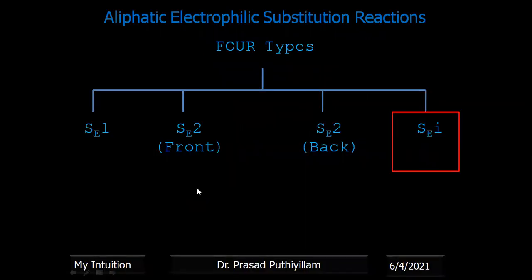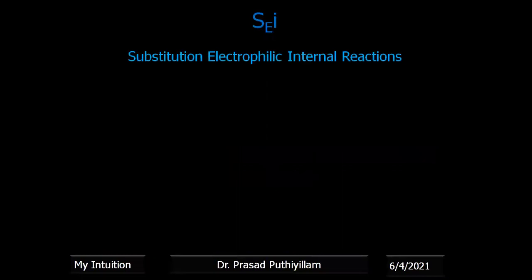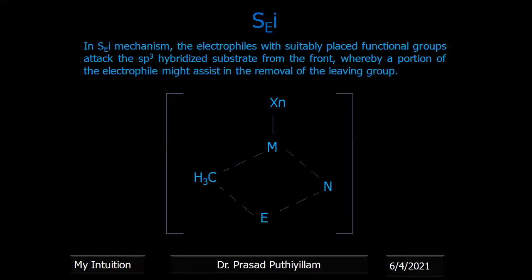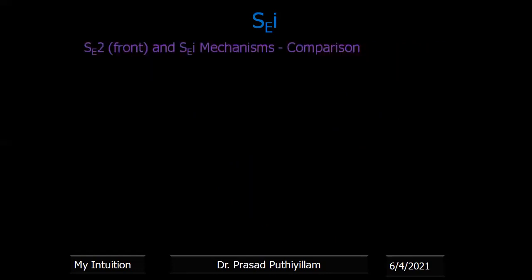So these are the four types as explained in all the three previous classes. The aliphatic electrophilic substitutions are classified as SE1, SE2 front side attack, SE2 back side attack, as well as SEI. In addition to that, the double bond shift mechanism also I'm explaining in this particular video. So SEI is electrophilic internal reaction, substitution electrophilic internal reaction, or internal electrophilic substitution reaction, which follows a transition state. This is the transition state represented, in which the carbon metal bond breaks and forms a bond with the electrophile. A part of the electrophile forms a bond with the metal.